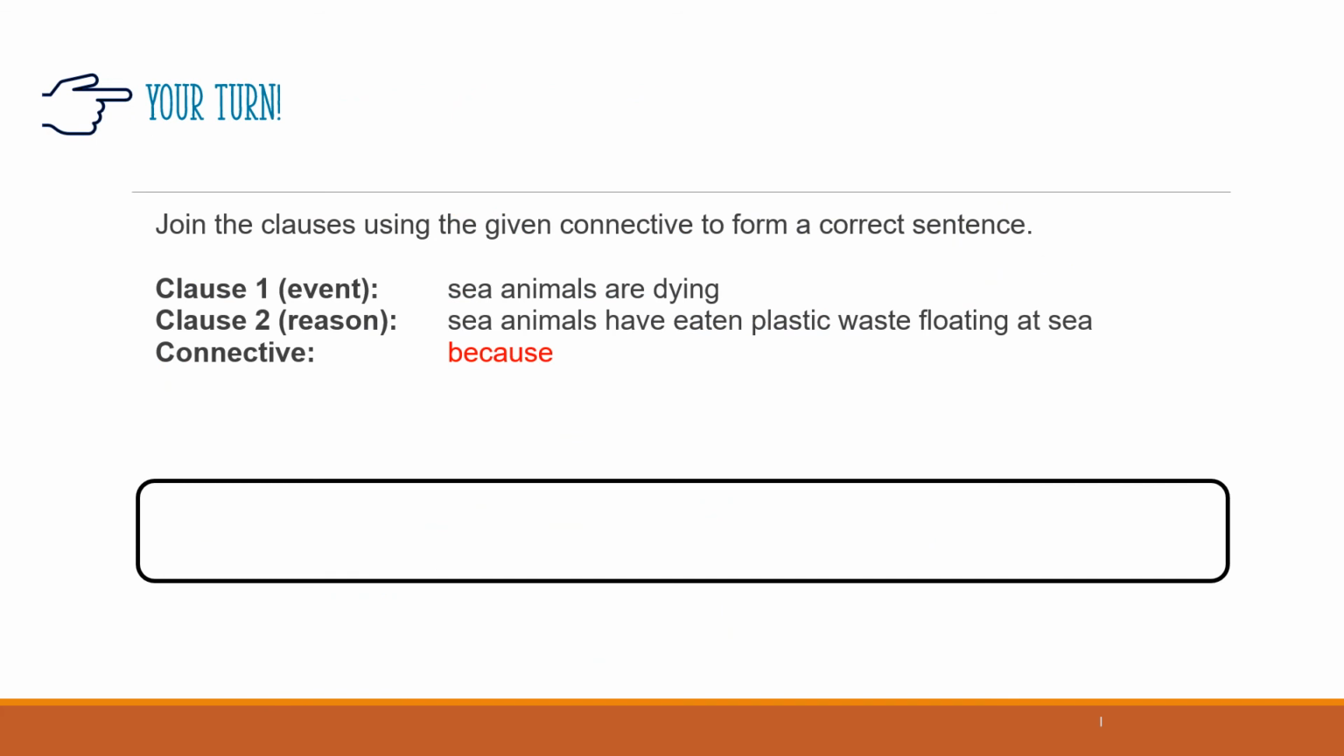Your turn. Let's try to join the clauses using the given connective to form a correct sentence. We have the event, sea animals are dying. And we also have the reason, why are sea animals dying? Sea animals have eaten plastic waste floating at sea. Both the event and the reason are in a clause with the subject at the beginning and a verb following the subject. The connective that we need to use is because. Remember, for this connective, we can only use it in the middle of the sentence. And the reason should come after the connective. How should we form the sentence?